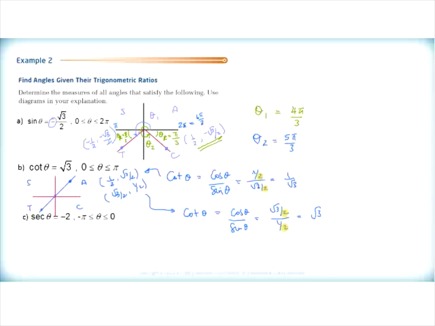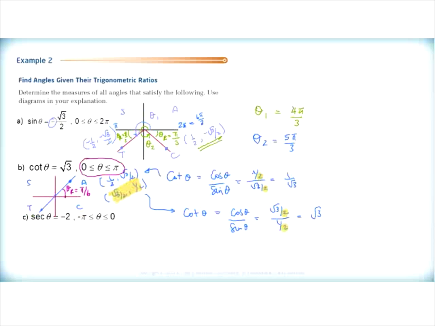So you can see that the cotan of theta is equal to root 3 if the point on the terminal arm is root 3 over 2, 1/2. So if the point on the terminal arm is root 3 over 2, 1/2, we should now know that the reference angle associated with that point is 30 degrees or pi over 6.